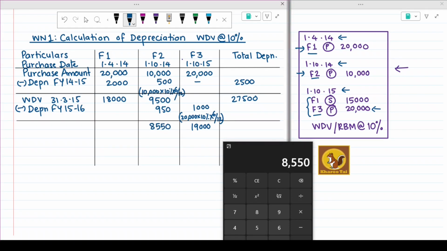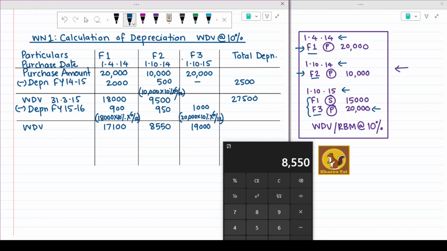And the first asset, it was sold on 1st October. So it was also used for 6 months, right? From April, May, June, July, August, September. On 1st October, it was sold. So the calculation will be 18,000 into 10% into 6 divided by 12. 18,000 into 10% is 1,800 and half of 1,800 is 900. So the WDV value is 17,100.